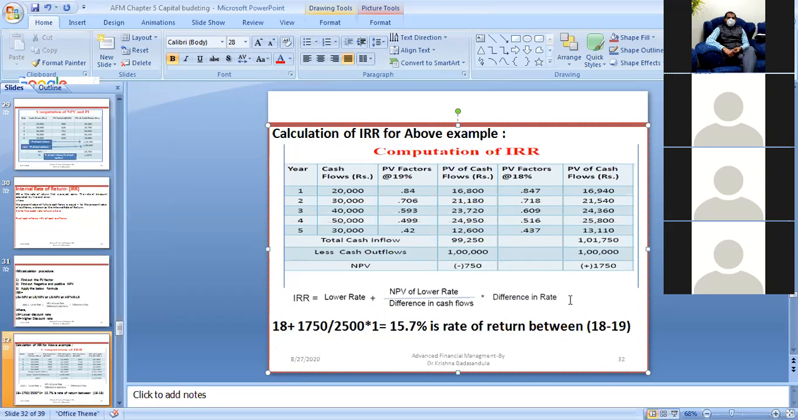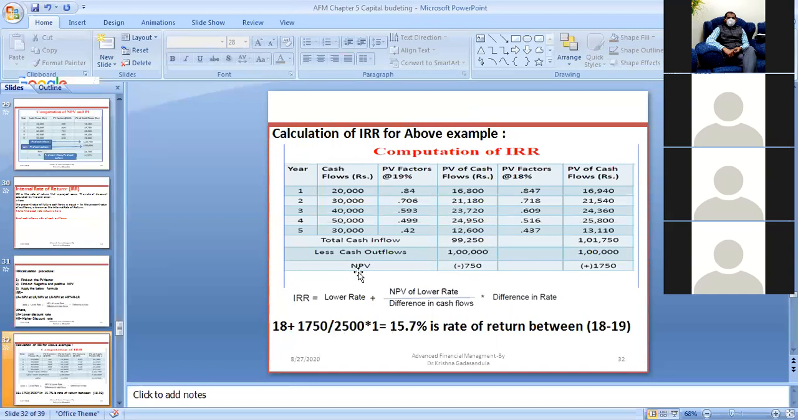difference in rate. What is the difference in rate? 19% and 18%, so 1% is the difference. So my internal rate of return is 15.7%. That is my internal rate of return.